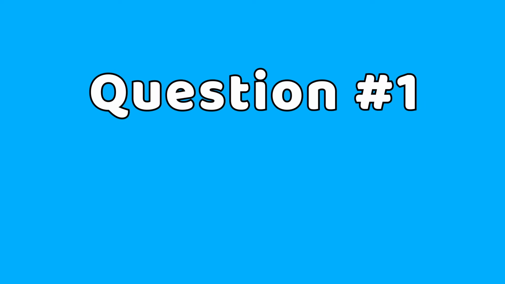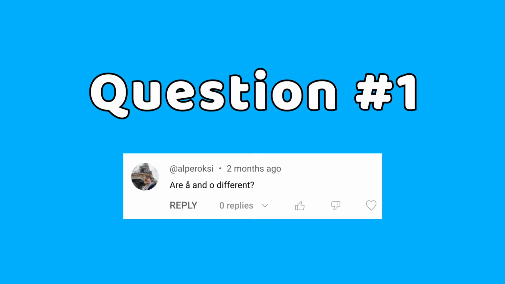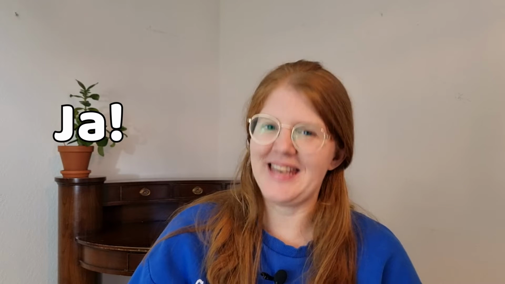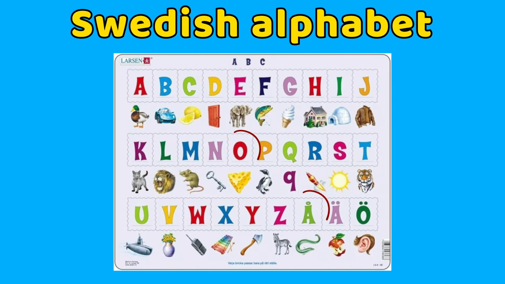Question number 1. Are å and o different? Yes, they are. They are different letters in the Swedish alphabet and they are pronounced differently. Å, with this little circle on the top, is kind of a mix between the letter a and the letter o. And it's pronounced like this. Å. You kind of need to look like this when you pronounce it.